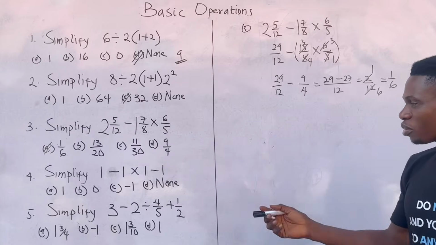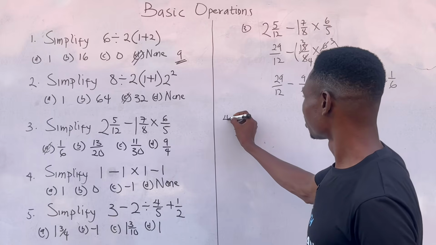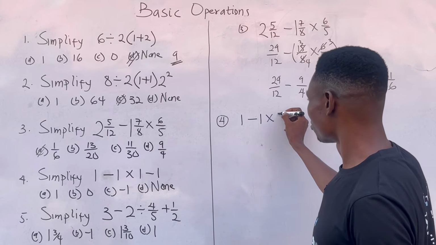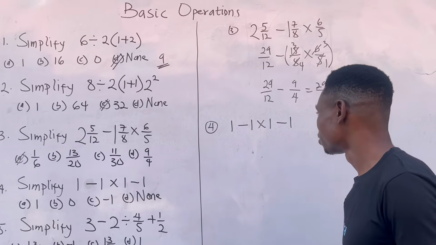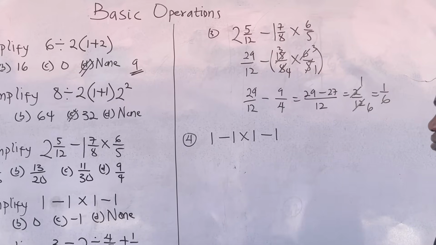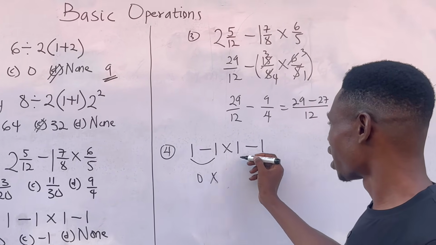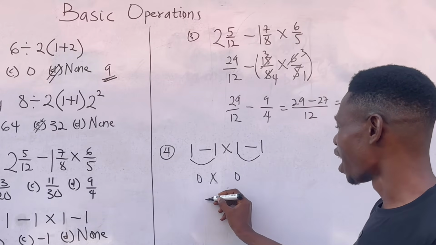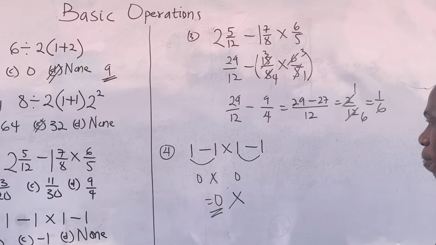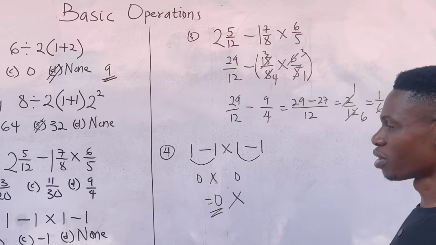Yeah. So the next one, number 4, this is not fractional. We'll have 1 minus 1 multiplied by 1 minus 1. Okay, a typical student will want to say, okay, 1 minus 1 is 0 times another 1 minus 1 is 0, and then our answer is 0. If you do this, you would be wrong. Remember the rule, you have to multiply first before you add or subtract.